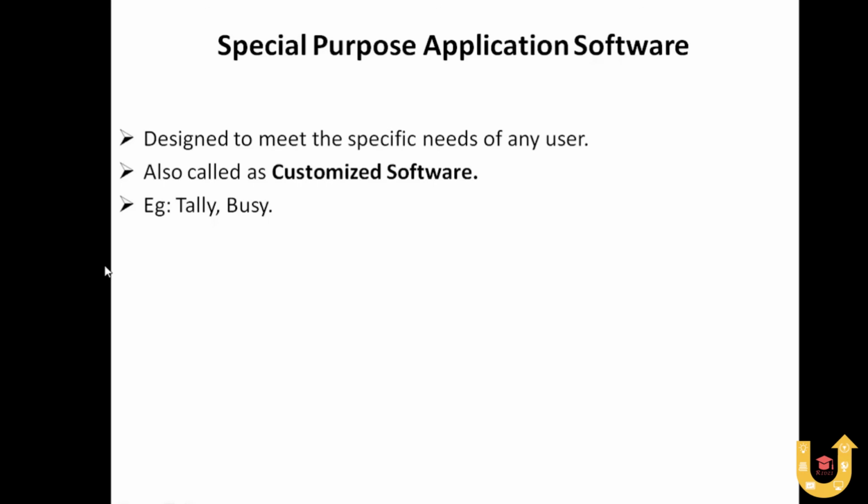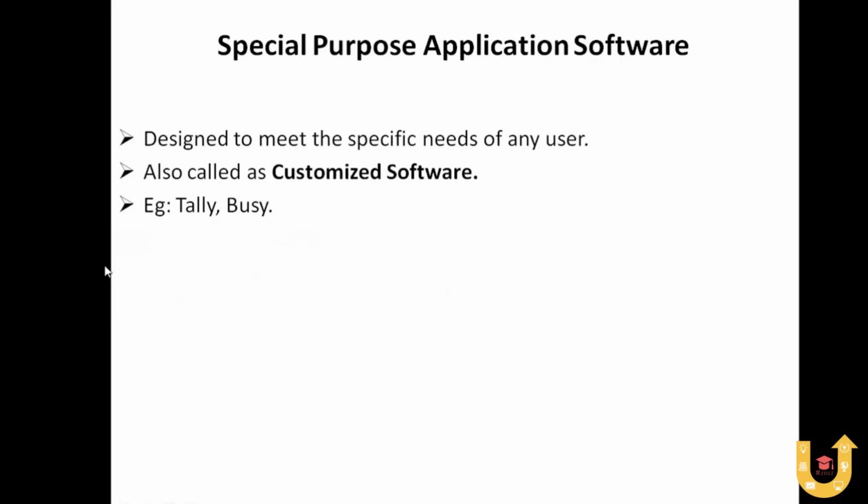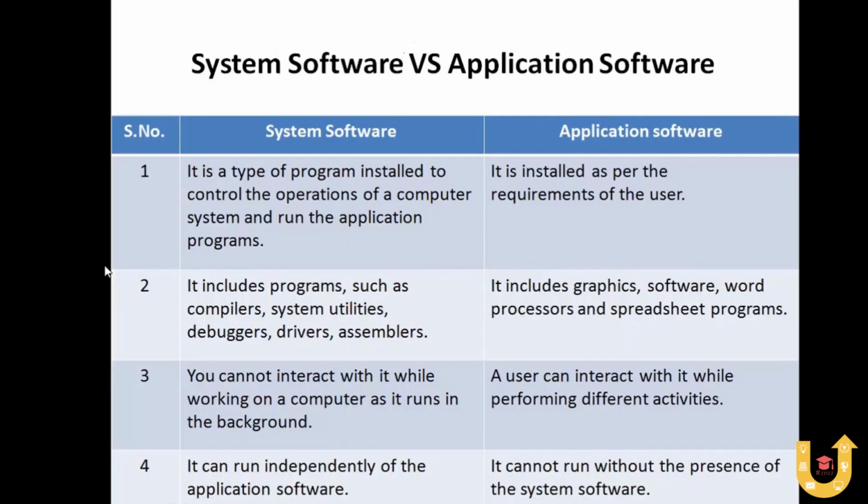The second type of application software is special purpose, also known as customized software, designed to meet the specific needs of any user. Tally, Busy are examples of such software. We have understood both the softwares and their subtypes very well. Let us understand the difference between the two for more clarity.